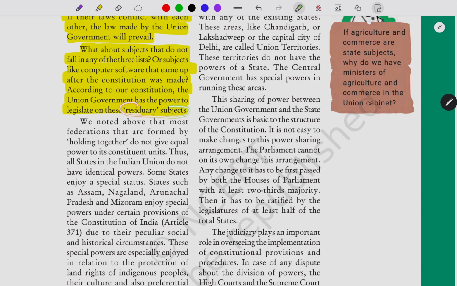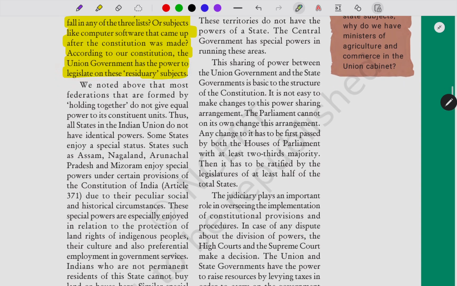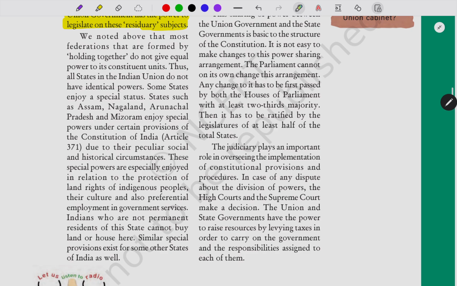These are called residuary subjects, okay, that do not fall under any of these. And the union government has the power to legislate on the residuary subjects like AI, computer, and so on.